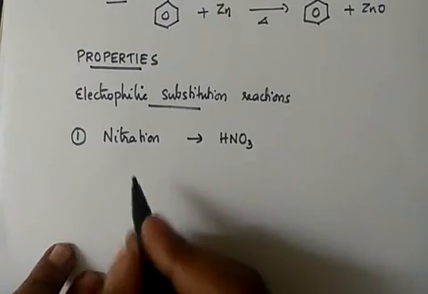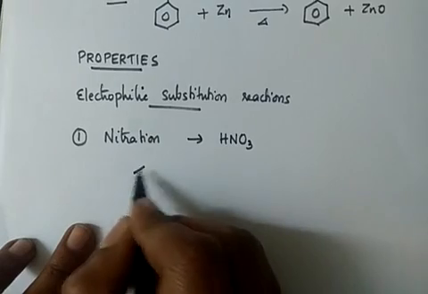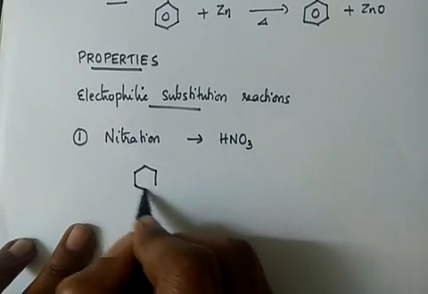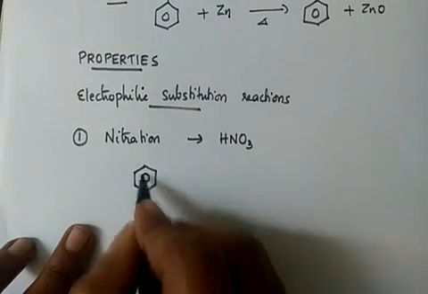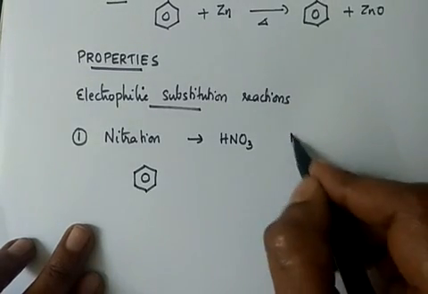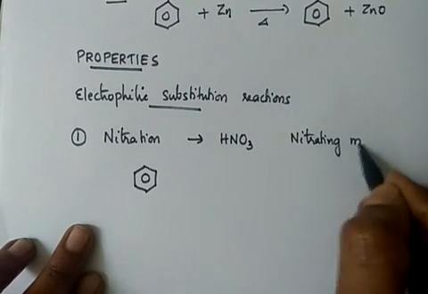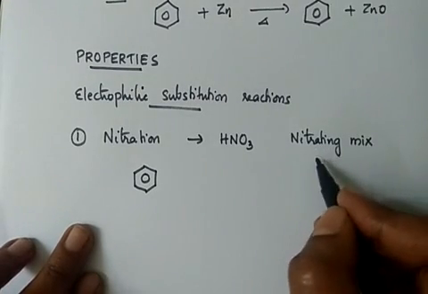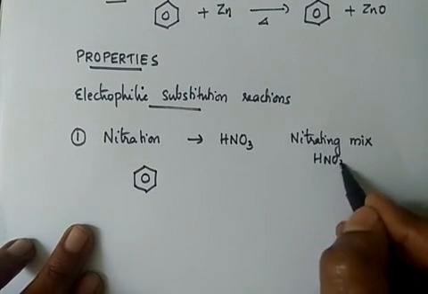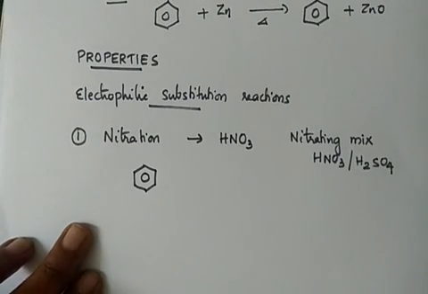So here benzene undergoes nitration. Reaction with nitric acid is nitration. But for nitration, we are using a mixture called the nitrating mixture. Okay, the nitrating mixture is used. The nitrating mixture is nothing but a mixture of concentrated nitric acid and concentrated sulfuric acid.